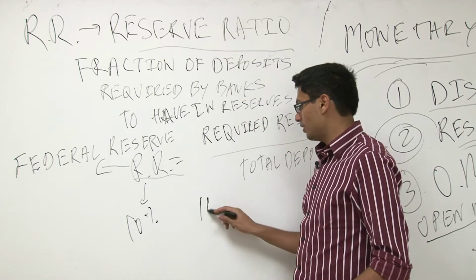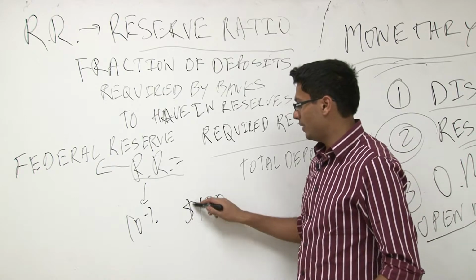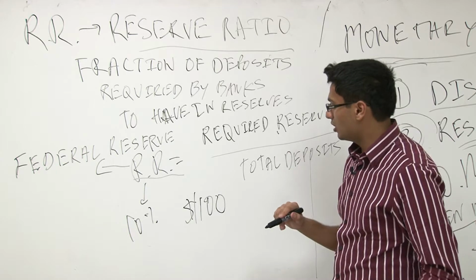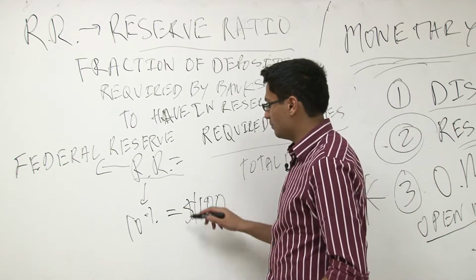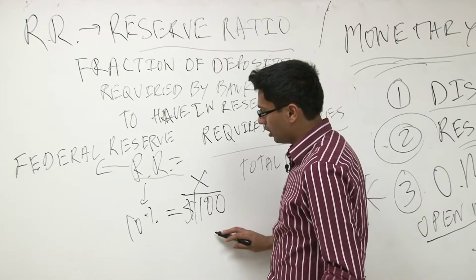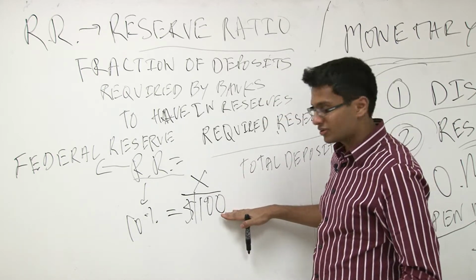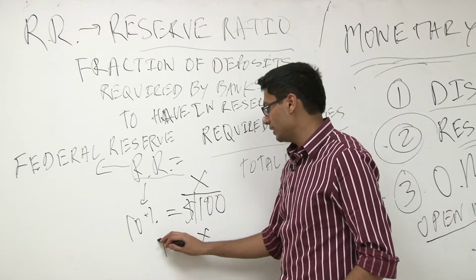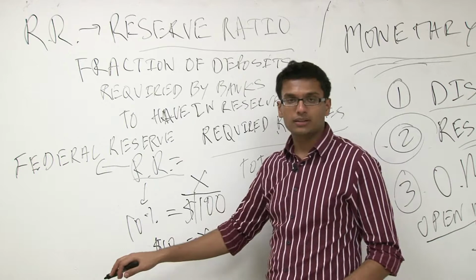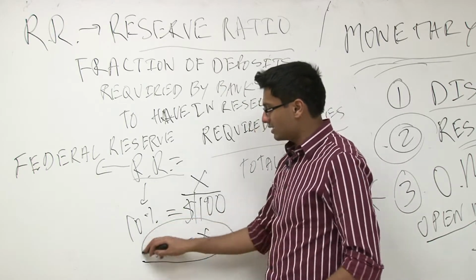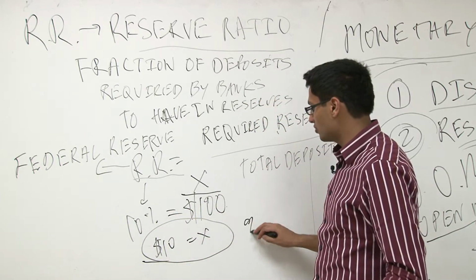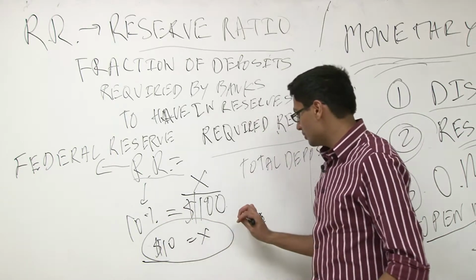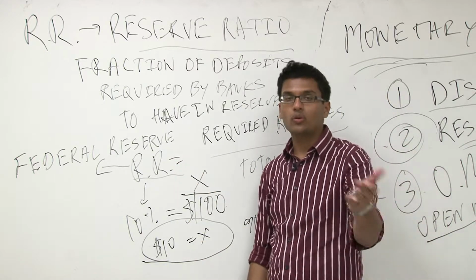Let's say a bank has $100 in deposits. Required reserves should be equivalent to 10%. So required reserves over $100 should equal the RR of 10%. What is this X? The X is $10, right? $10 over $100 is 10%. As long as this bank has $10, the rest, which is $90, the bank can go ahead and loan out to other people.